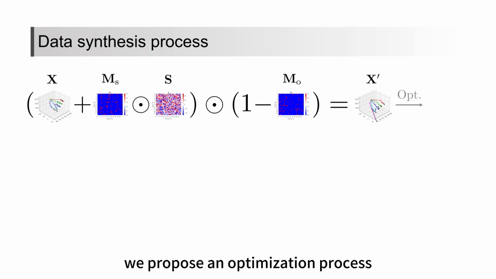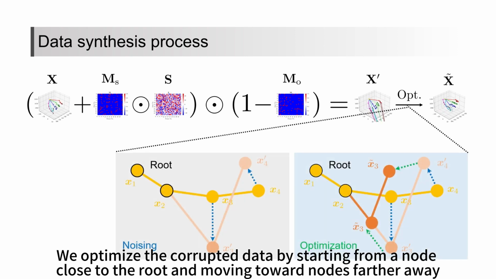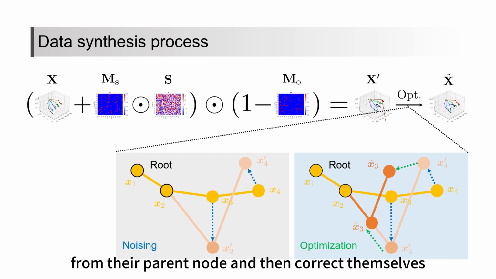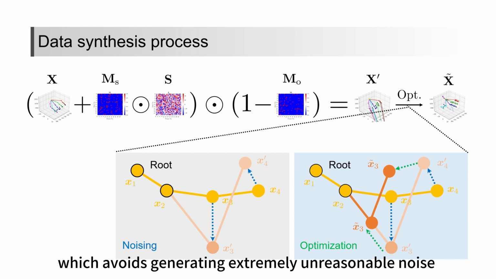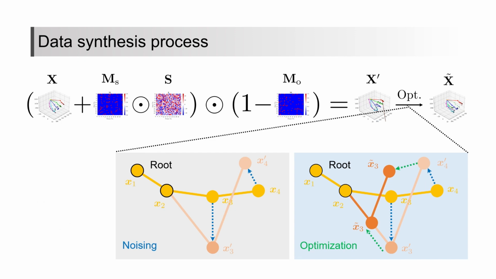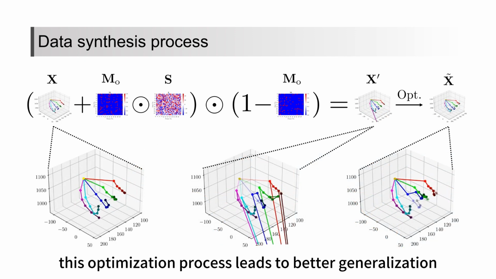To address this issue, we propose an optimization process. We optimize the corrupted data by starting from a node close to the root and moving toward nodes farther away. The child nodes inherit the shift correction from their parent node and then correct themselves, which avoids generating extremely unreasonable noise and facilitates the learning of complex spatial-temporal patterns by the network. In this way, this optimization process leads to better generalization.